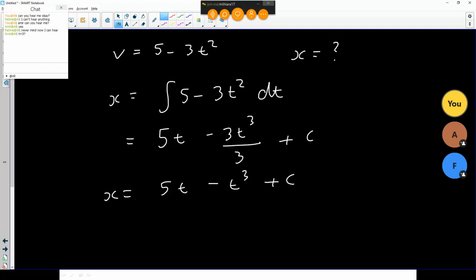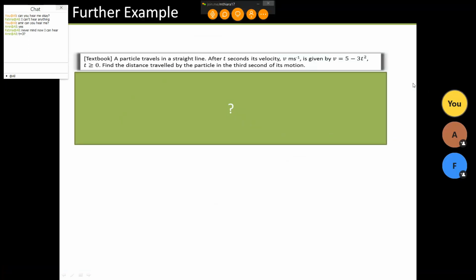Now, how am I going to work out what c is? I need to work out what this constant is, because without that I won't get an accurate answer for the displacement. In order for me to work out what c is, I need boundary conditions. I need to know what the displacement is at some time. I need some sort of conditions: t equals something and x equals something.